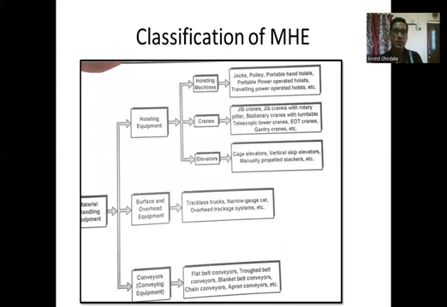Next one is classification of material handling equipments. The material handling equipments are classified in 3 categories. That is the hoisting equipments, surface and overhead equipments, and conveyors.